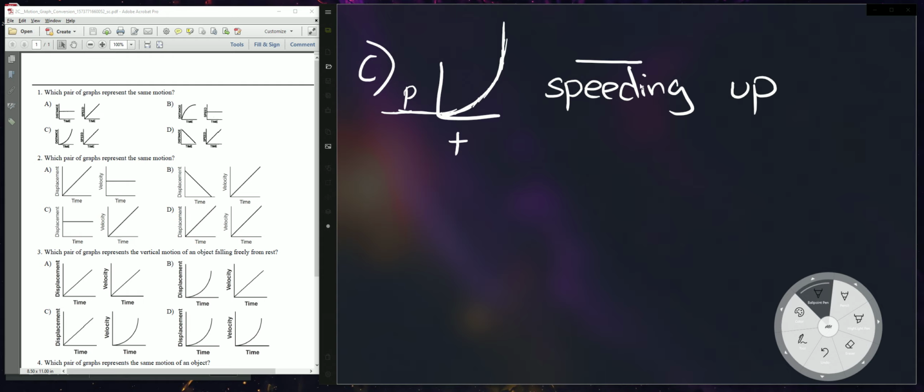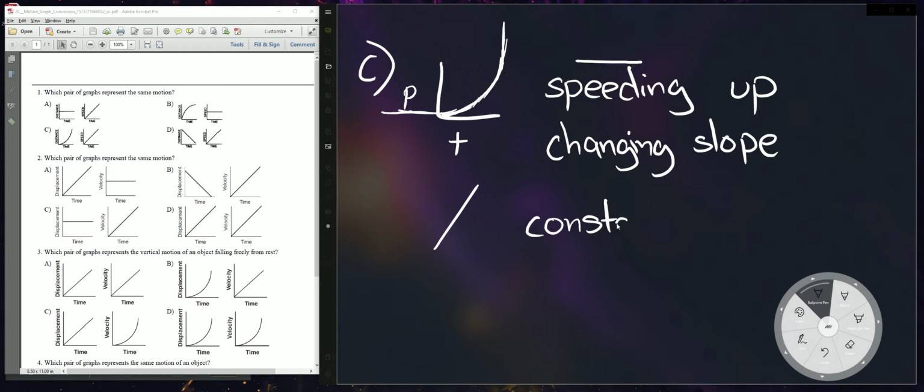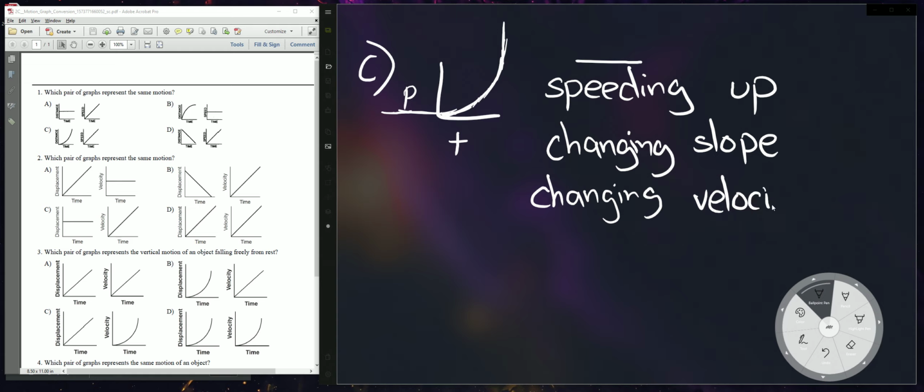Well, if we're speeding up, that also must mean we have a changing slope, and you don't really need to even call it. Like choice B, you didn't need to call whether it was speeding up or slowing down. You know it's a changing slope, right? It's not a constant slope anymore. This would be a constant slope. This is a constant slope. But we know our slope is changing. That must also mean we have a changing velocity.